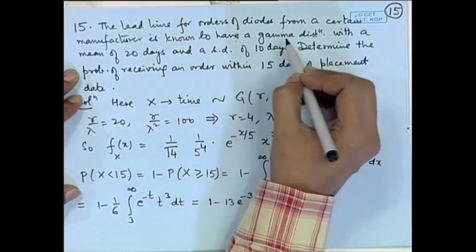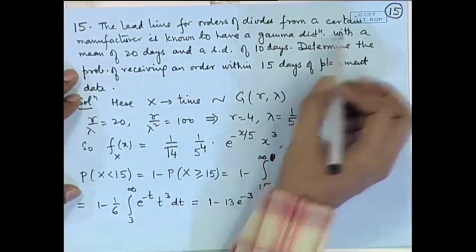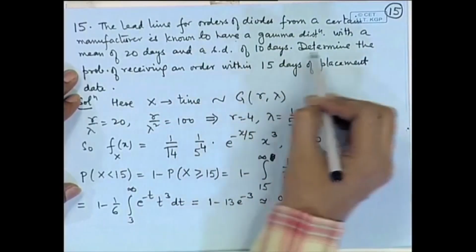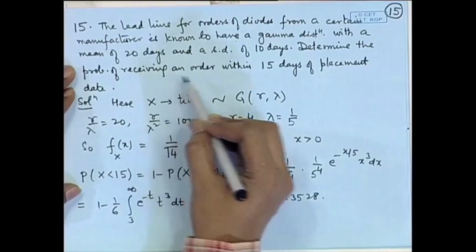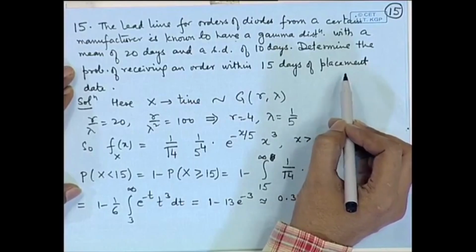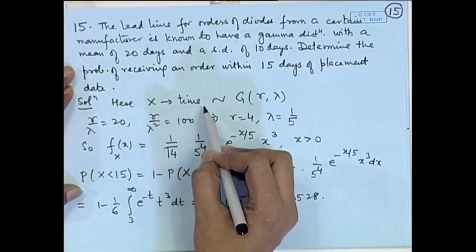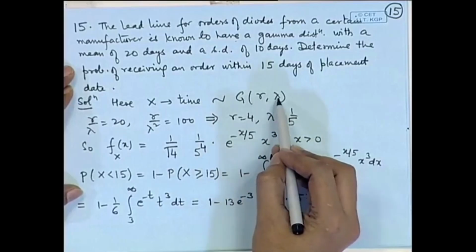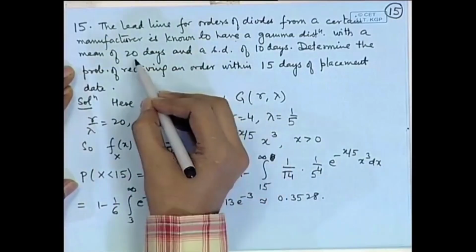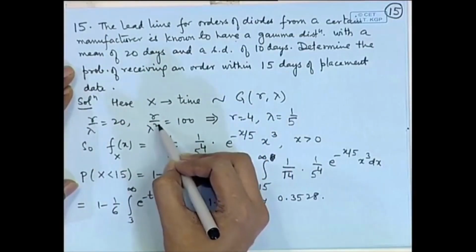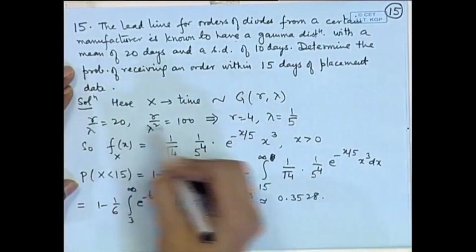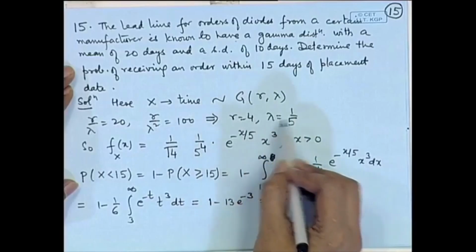The lead time for orders of diodes from a certain manufacturer is known to have a gamma distribution with a mean of 20 days and a standard deviation of 10 days. Determine the probability of receiving an order within 15 days of placement date. So, let x denote the time. This follows a gamma distribution with parameters r and lambda. The mean of a gamma distribution is r by lambda, which is given to be 20, and the variance r by lambda square is given to be 10 square, that is 100. After solving these two equations, we get r equal to 4 and lambda equal to 1 by 5.